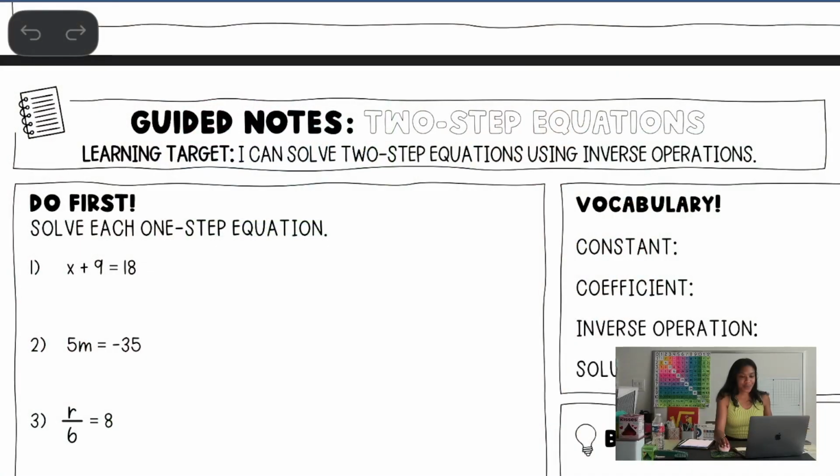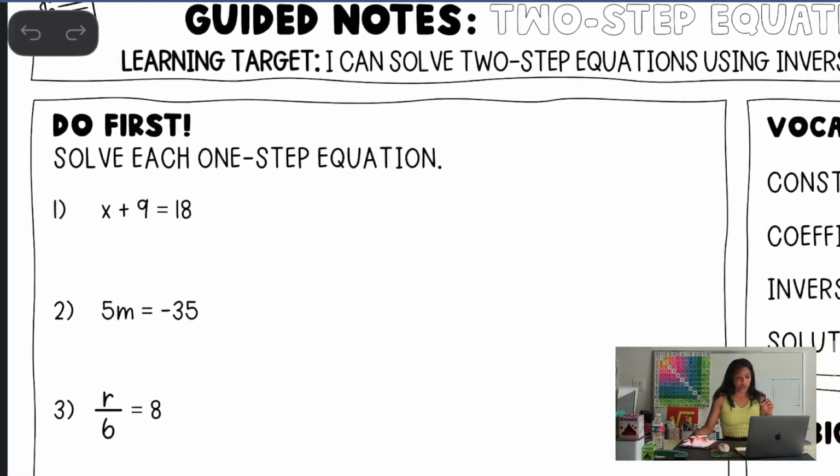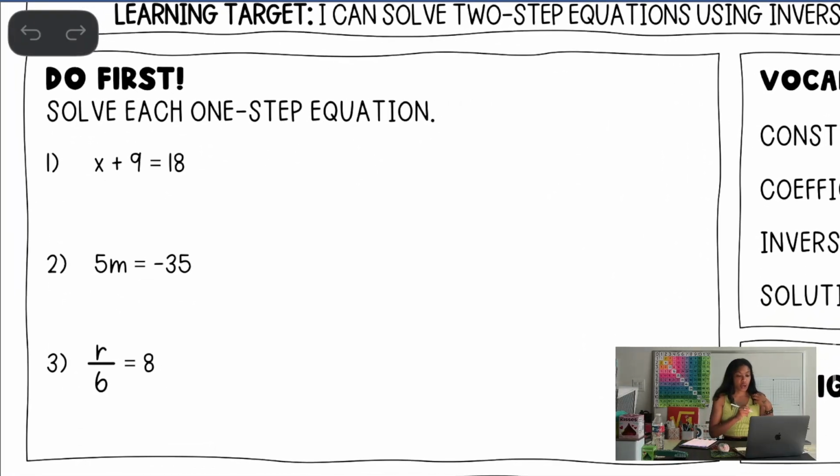As always, we are going to start with the learning target. Here it is for today. Our learning target: I can solve two-step equations using inverse operations. Last time we were together, we were doing one-step equations, so we're moving right along. In fact, for our do first, they ask us to solve each one-step equation. So they want us to just recap what we were doing last time. So let's talk about it.